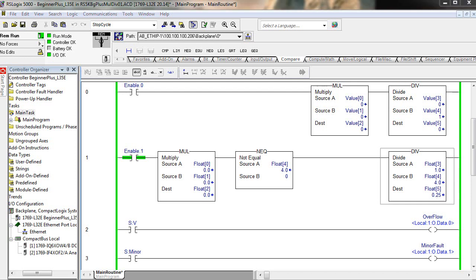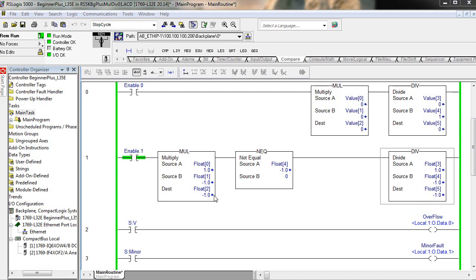The answer to the question in the book: if your value for the divisor is 0, why is the minor fault bit not set? It's not set because the not equal instruction prevents a true rung in to the divide instruction. The next thing I had you do was to change source A to 1 in both operations and change source B to -1 in both operations. Keep in mind that the not equal is not an operation, that's a qualifier. So the multiply is an operation and the divide is an operation.